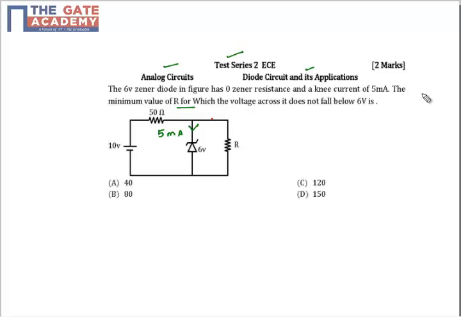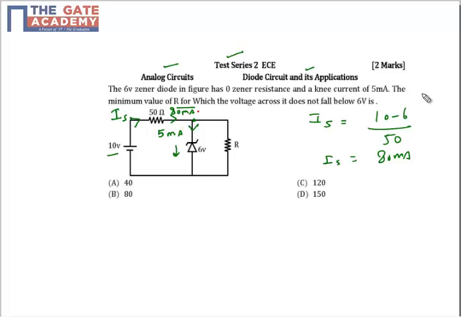So we can see that the source voltage is 10 volt, Zener voltage is 6 volt. So we know the voltage difference across the 50 ohm resistor. If we know the voltage difference across the 50 ohm resistor, I can calculate the source current, that is 10 minus 6 upon 50, which comes out as 80 milliampere. So after 80 milliampere current is coming in from the source, 5 milliampere current is going to the Zener diode.